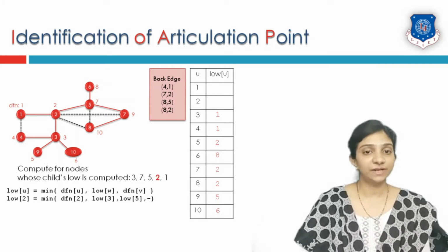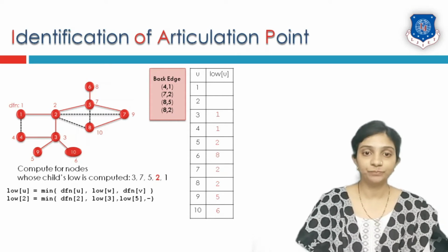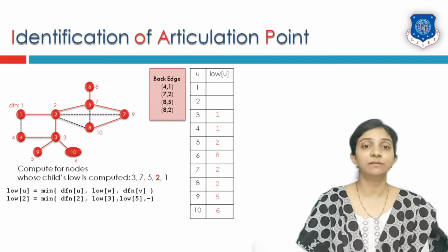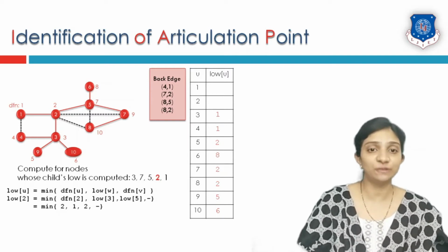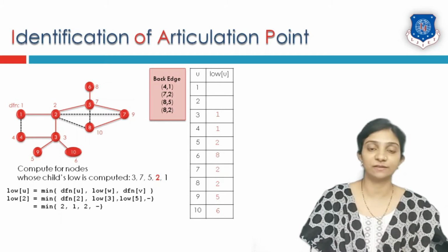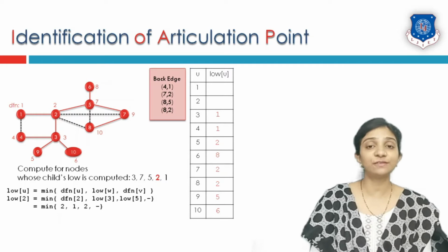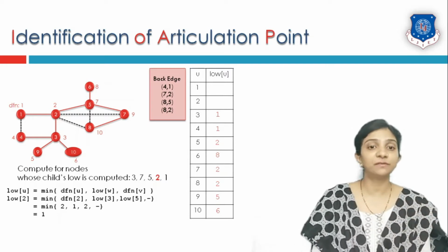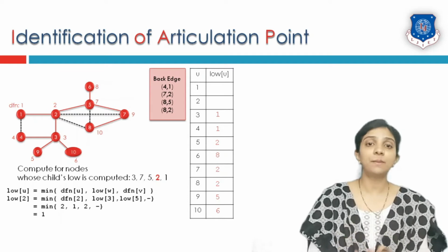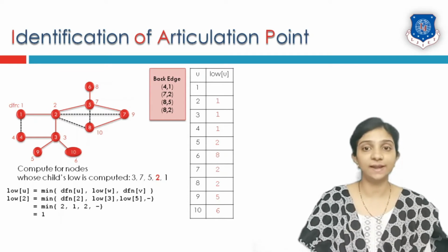The next vertex for which we are going to calculate is vertex number 2. So inside the minimum function, we will write DFN of 2 followed by its children's low. There are 2 children, vertex number 3 and vertex number 5, and there is no back edge which starts from vertex 2. So out of these values, the minimum value is 1. So it will be inserted inside the table.